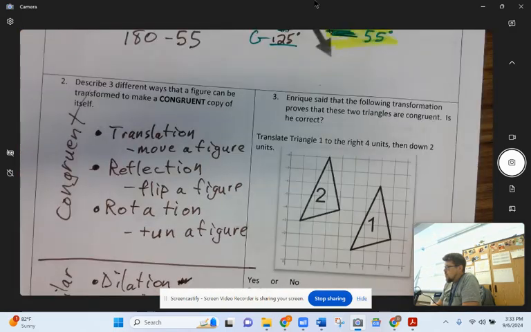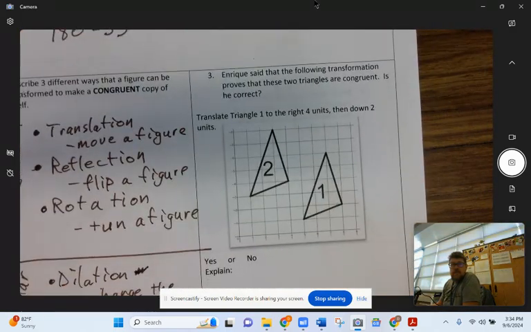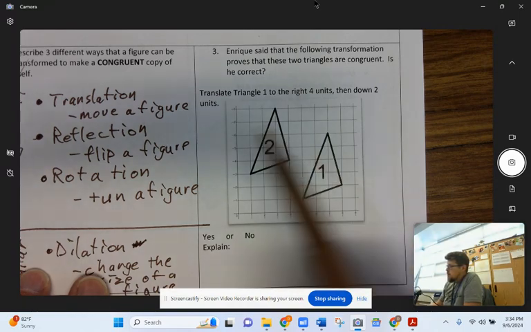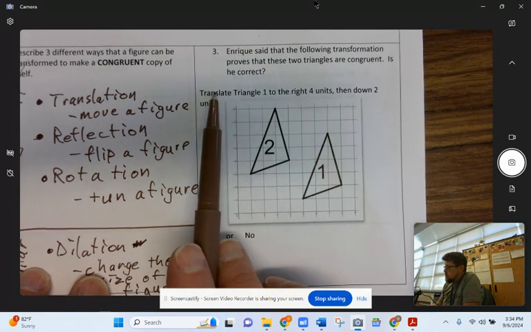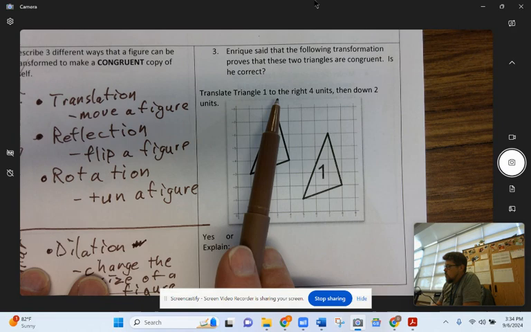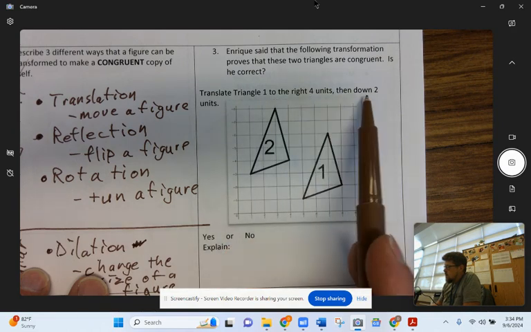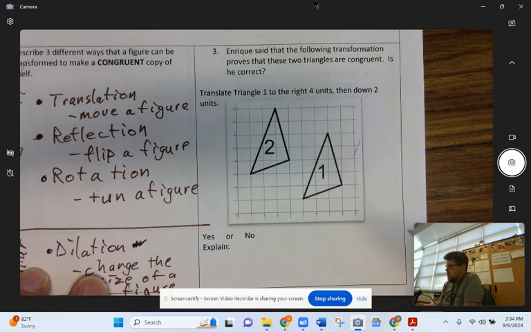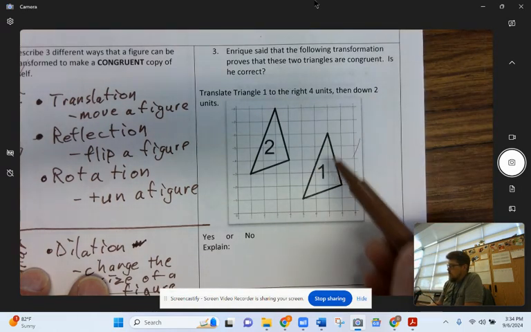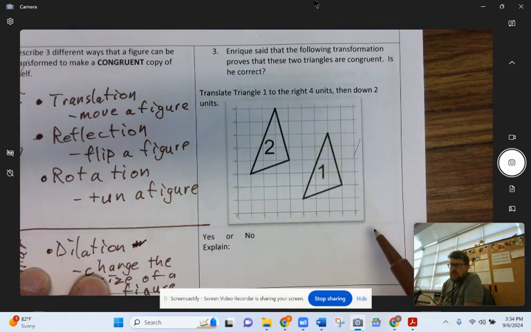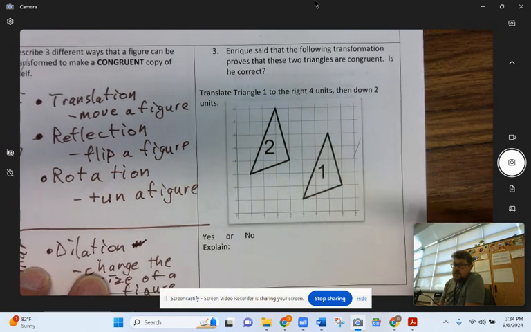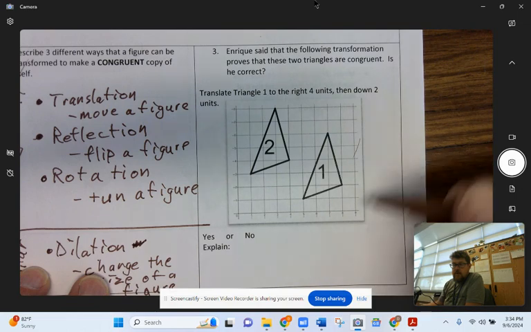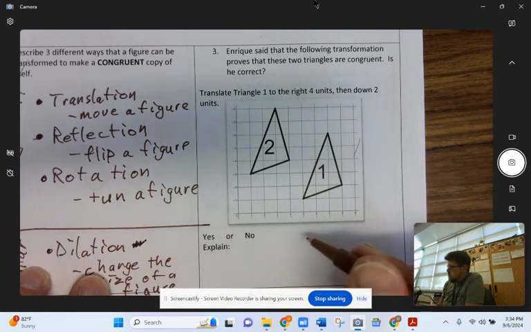Okay, so this kid Enrique said that the following transformation proves that these 2 triangles are congruent, and is he correct? So Enrique is saying that we translate triangle 1 to the right 4 units, and then down 2 units. So basically, we take this one here, and we go right 4 and then down 2. But we can clearly see that if we know our rights and our lefts and our ups and our downs, that if we take figure 1 and do that, it's going to send it off the grid right here. Okay. So is he correct?